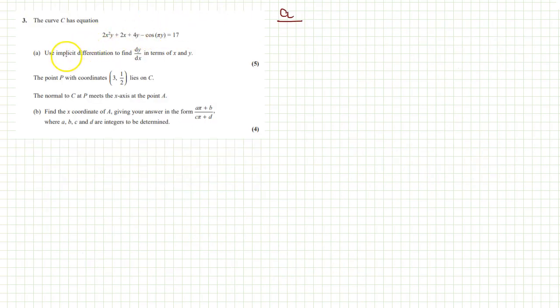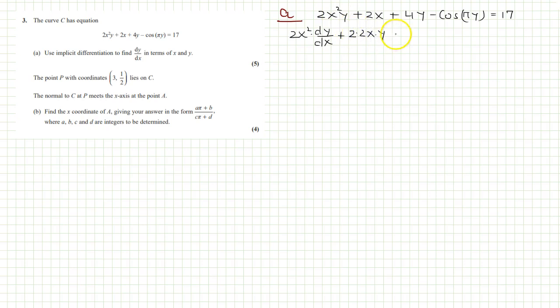The curve C has equation. Use implicit differentiation to find dy over dx in terms of x and y. So this is 2x square y plus 2x plus 4y minus cos pi y is equal to 17. Differentiating: 2 times first function, differential of second dy over dx, plus 2 times differential of second is 2x, multiply second; differential of 2x is 2, plus 4y gives 4 dy over dx; minus cos is plus sin pi y multiply pi multiply dy over dx, and the right side will be 0.